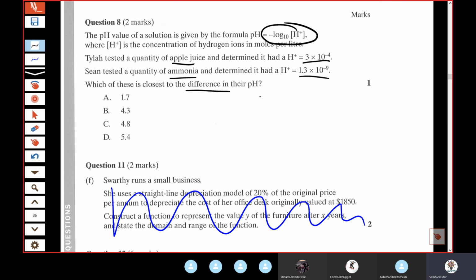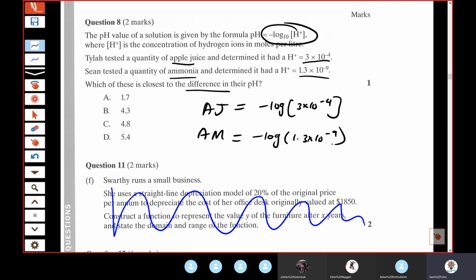So obviously all you're going to do is: apple juice equals negative log of 3 times 10 to the negative 4, because it's already base 10, so it's just log. Ammonia would be negative log of 1.3 times 10 to the negative 9, and you're just going to subtract the two, aren't you? So the answer was D. Again, anyone have any questions?